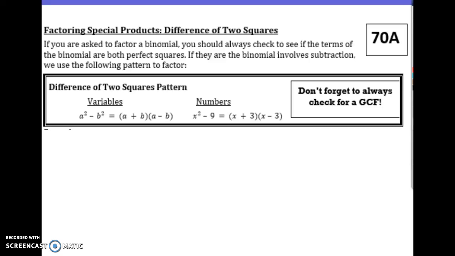Hey guys, welcome back to factoring. This is factoring day 2. If you missed lesson 69, I need you to go back and watch the recording for 69. This is assuming that you already know how to factor trinomials.